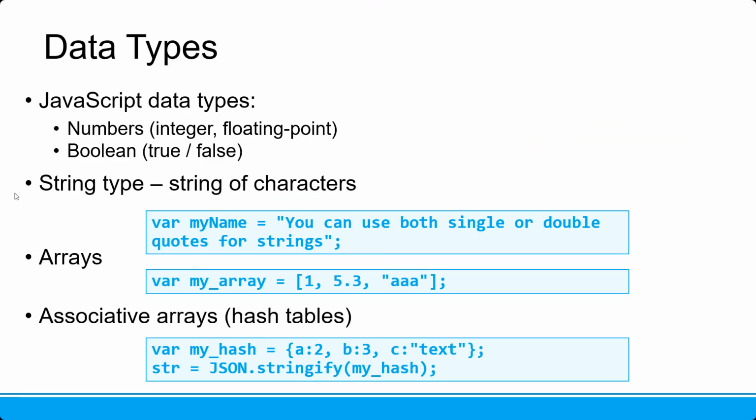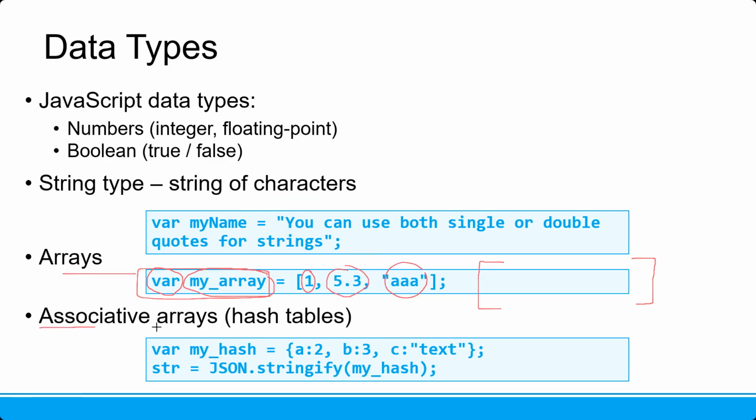Array. Array in JavaScript is similar to list in Python. We need to define var, and let's say this is my array, and then we need to have the square brackets. Inside the square brackets, we can have integer, floating number, string. So a combination is available.